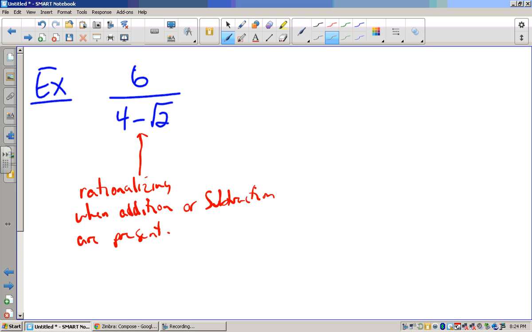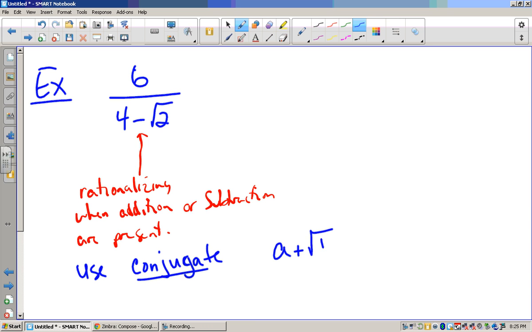All right, so when addition and subtraction are present, we have to go another route here. With this, we're going to use something called a conjugate. What that is: if I have something plus the square root of something else, its conjugate is the same thing, just with a minus in the middle.